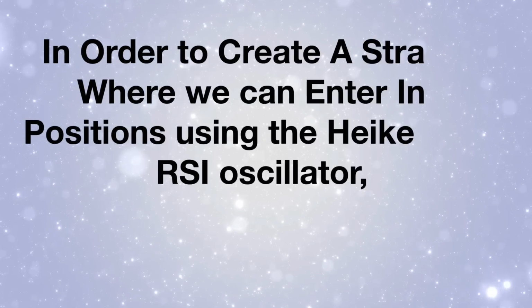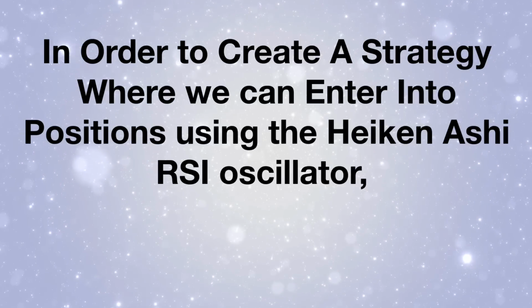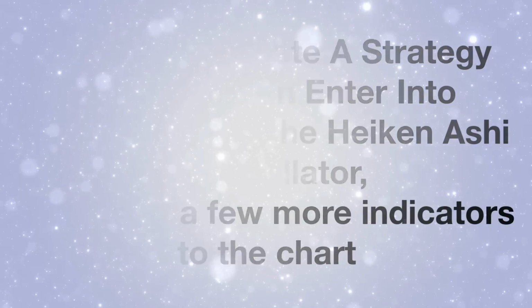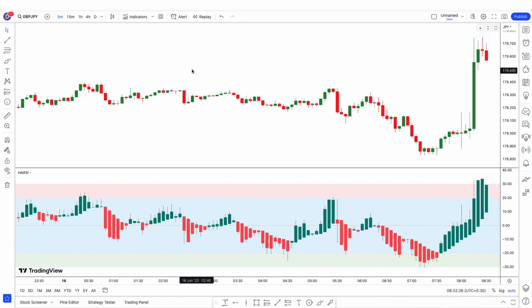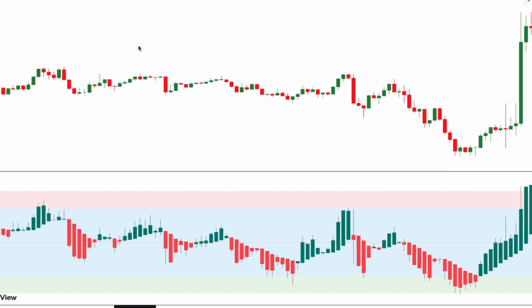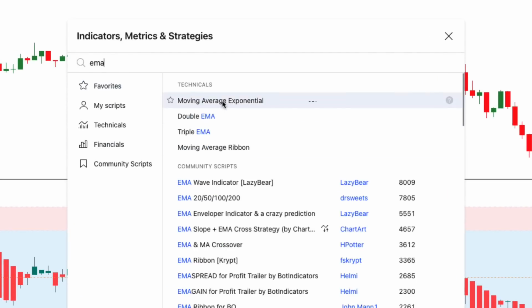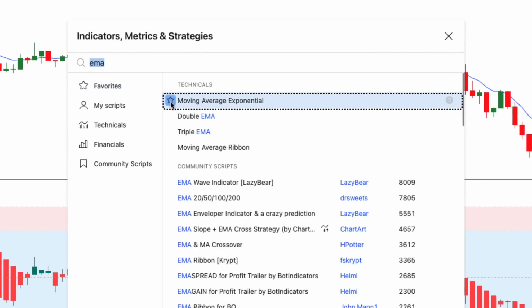In order to create a strategy where we can enter into positions using the Heiken Ashi RSI oscillator, let's add a few more indicators to the chart. The first indicator we will be adding to the chart is the EMA. Navigate to the Indicator tab and search for the EMA indicator. Select the indicator made by Tradingview and add it to the chart.